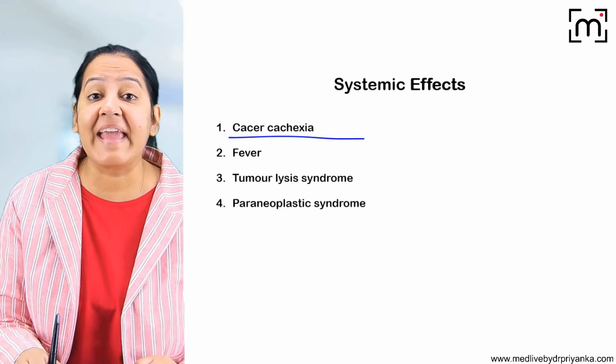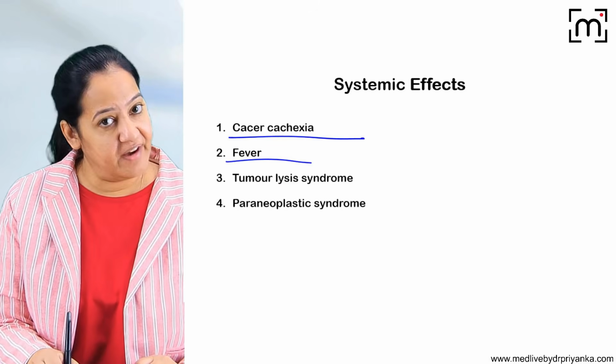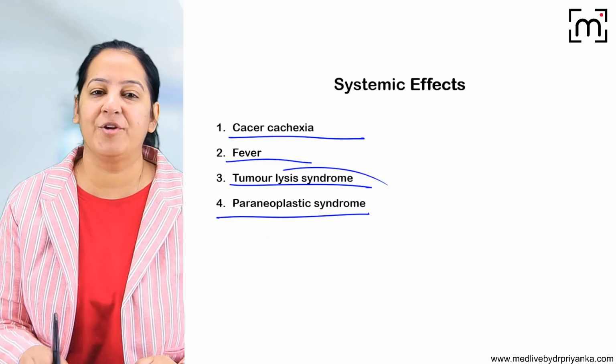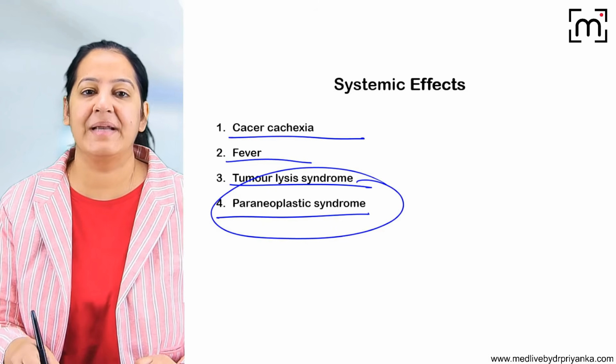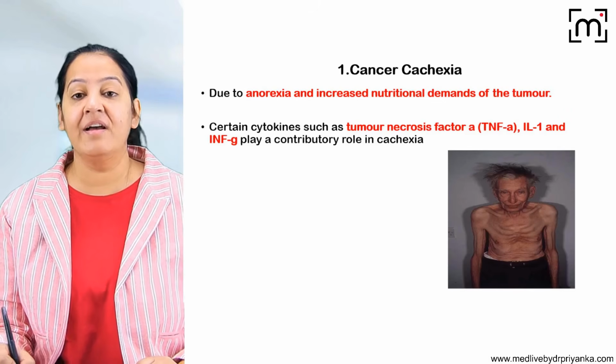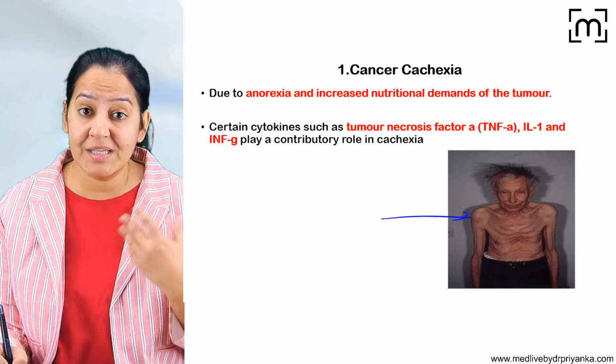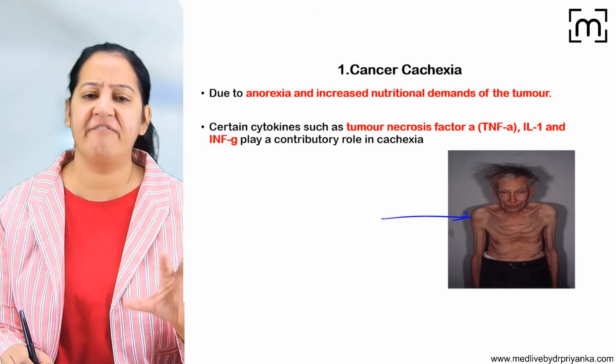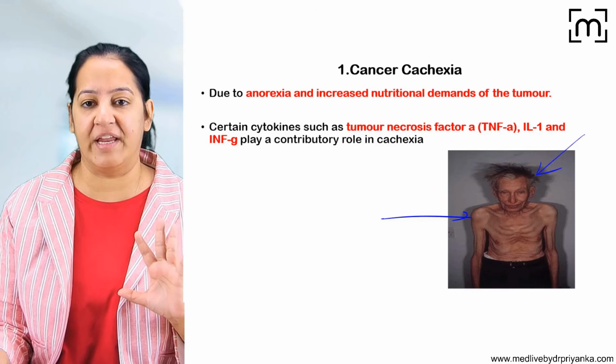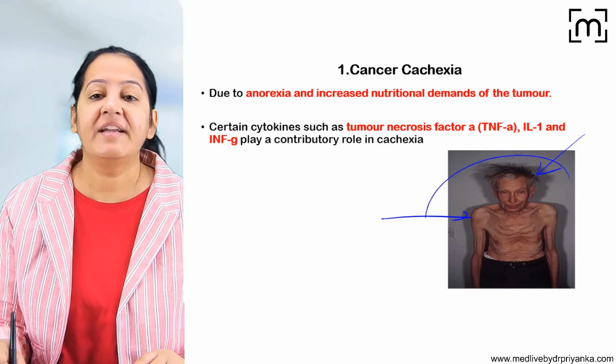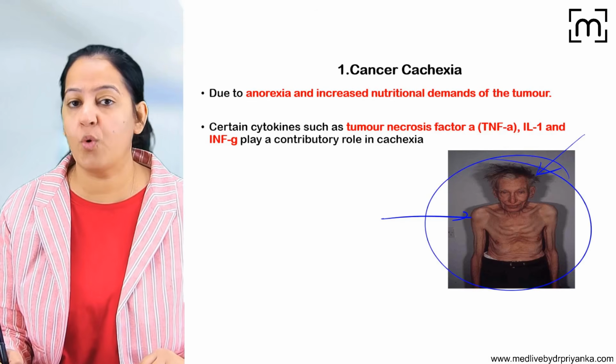First, we will see cancer cachexia. Then we will see fever. Then we will see tumor lysis syndrome and paraneoplastic syndrome. These two are ultra important. So let's start with cachexia. What is cachexia? In cancer, the person loses weight too much, abundant weight loss, and the person is too thin. In cancer patients, it is known as cachexia.